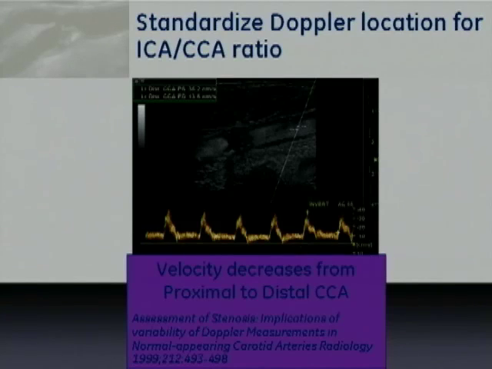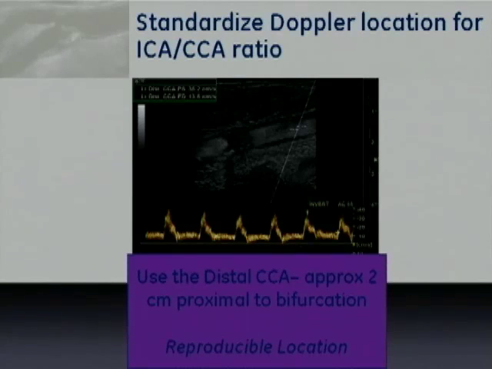So we want to standardize it. Where should we standardize it? Probably not the proximal location, because it can be quite tortuous. The vessel can actually be quite mobile there sometimes because it's pulsatile, so it may be challenging. The mid segment, it's hard to know exactly what is meant by mid. A good way to standardize it is to go to the distal segment, about 2 centimeters proximal to the bifurcation. This is reproducible from time to time and very, very easily.